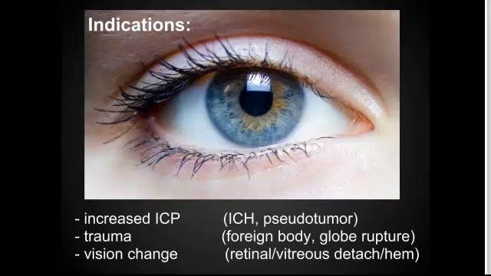The indications for ocular ultrasound are as follows. Increased intracranial pressure. Say if you have some trauma, you're thinking of a bleed in the head or maybe pseudotumor. Also trauma itself. You can look for foreign bodies in the eye or even look at a globe rupture, although I would put the caveat that you have to be very, very careful when you are suspecting a globe rupture. Also vision changes. You can look for retinal detachment, vitreous detachment, or hemorrhage.